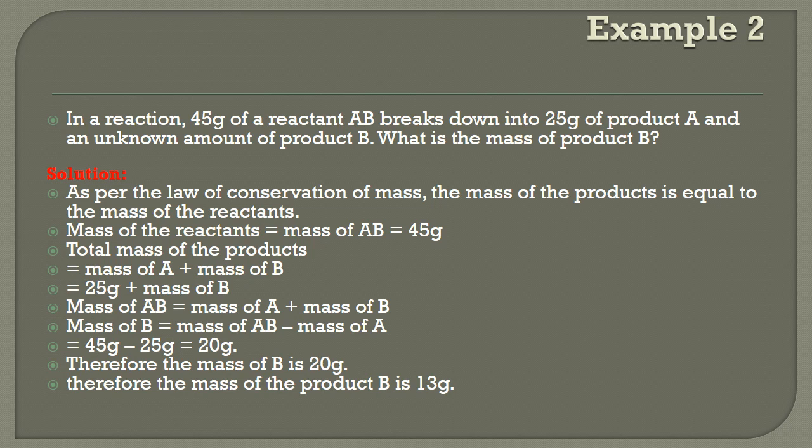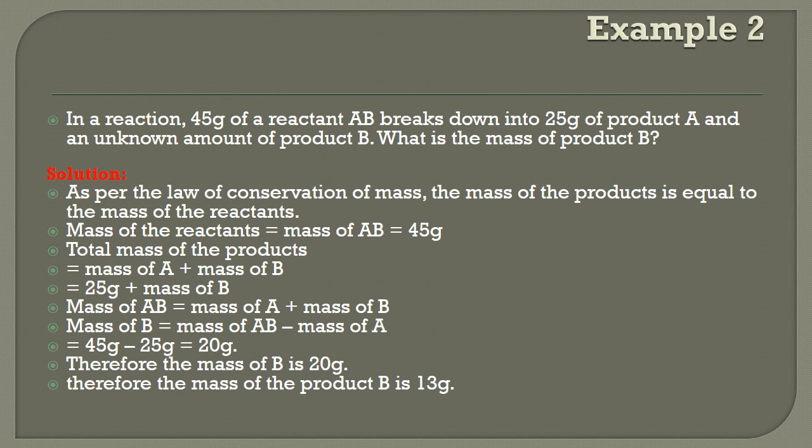As per the law of conservation of mass, the mass of the products is equal to the mass of the reactants. Then mass of the reactants is equal to mass of AB, that is equal to 45 gram. That's given in the question. Now, the total mass of the product is equal to mass of A plus mass of B. That's equal to 25 gram plus mass of B. Then mass of AB is equal to mass of A plus mass of B.